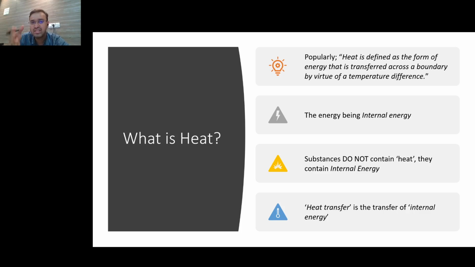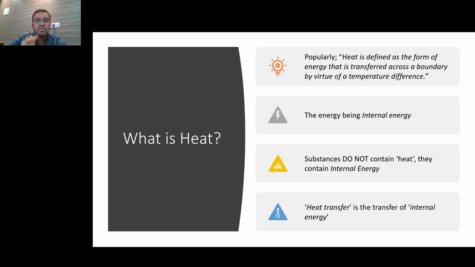So there's nothing called heat content within a system. Even though we speak about heat content in a system, there is no physical quantity called heat. There is, however, internal energy. So when you talk about heat transfer, what we are actually talking about is the transfer of internal energy from one object to the other, or into a system, or from a system.